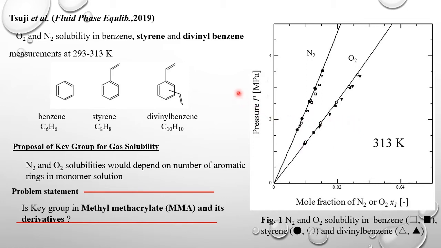From the solubility data, we deduce that the CH group is not the key group. So we expect the solubility would depend on the number of aromatic rings in the compound. As we can see in the figure, these three compounds have the aromatic ring. So the aromatic ring could be the key group. Moreover, styrene is one of the most popular monomers and is very similar to MMA. Hence, we would like to investigate the existence of the key group in MMA and its derivative.